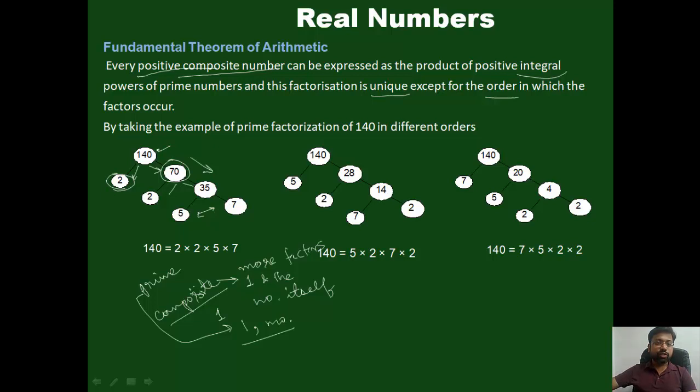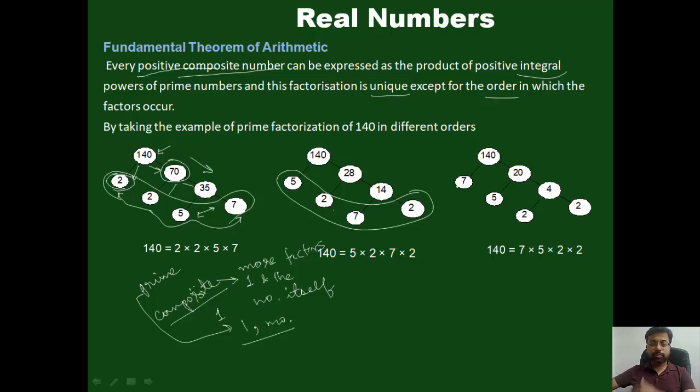And in that case, the original number is going to be the product of all the left hand child nodes and the last right node. So 140 will be the product of all these. This is what the factor tree is. So 140 is 2 into 2 into 5 into 7. Again, 140 can also be written as 5 into 28. And the 28 can be split like this. So 140 can be written as 5 into 2 into 7 into 2.